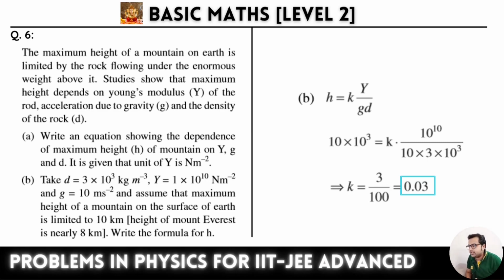Here height is in kilometers, so that's why we are writing 10 into 10 to the power of 3. We are converting it into meters. So you get k. Now the final formula is H is equal to 0.03 Y upon g d. So this is the final formula. The unknown we have calculated. I hope this problem is clear. It was a very interesting problem. Now let's jump into the next problem.